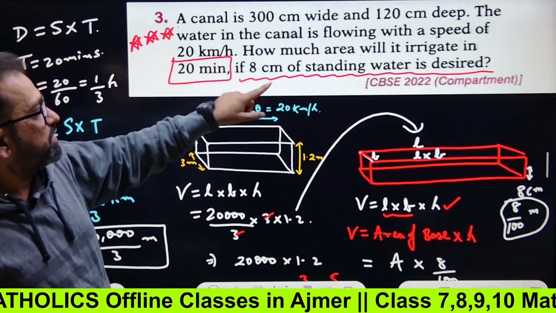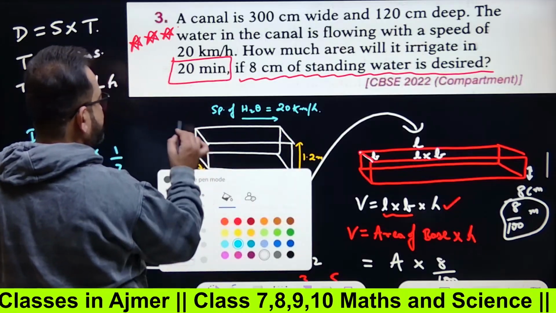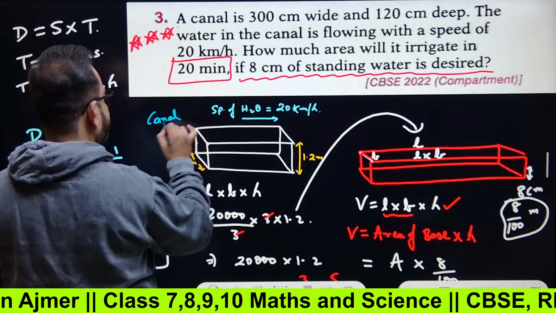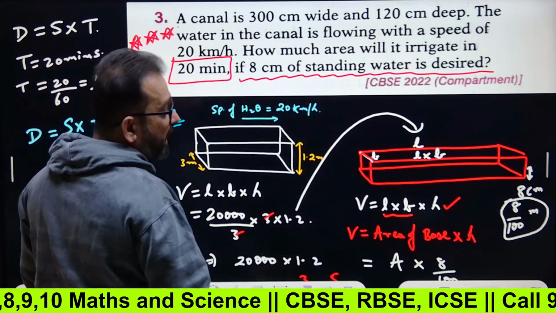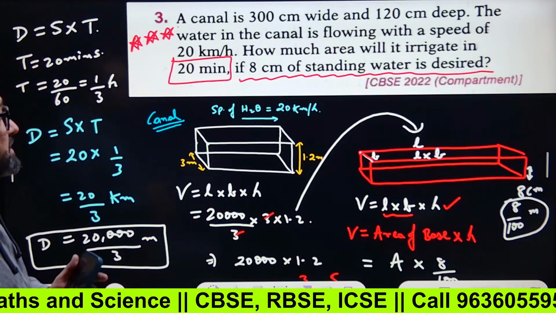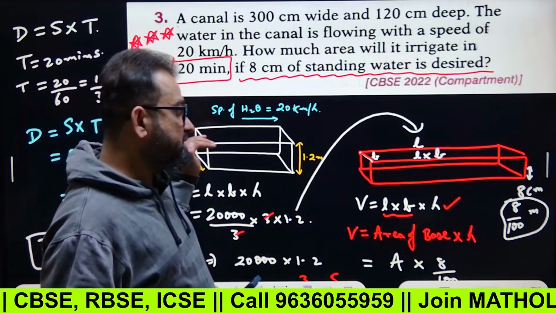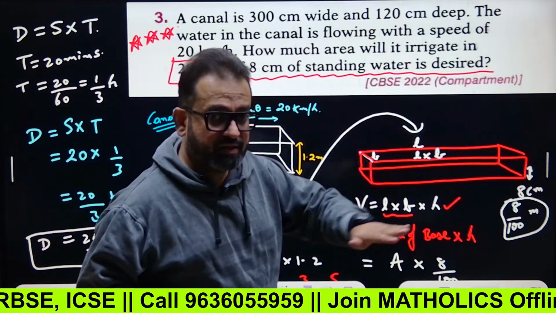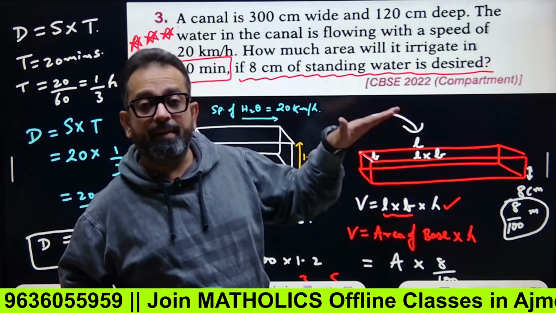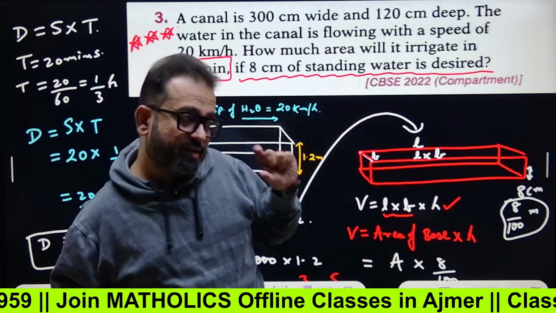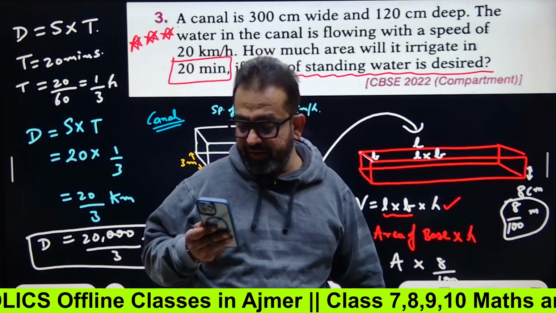The water in the canal is flowing with a speed of 20 kilometers per hour. This is the speed of water. This is the canal. Now from this canal, water is flowing at the speed of 20 kilometers per hour. How much area will it irrigate in 20 minutes if 8 centimeter of standing water is desired? That means if this is the area, let's say length into breadth, now this is a land. 8 centimeter of standing water is required means above this land there must be a standing height of water which is 8 centimeter. That means 8 by 100 meters.